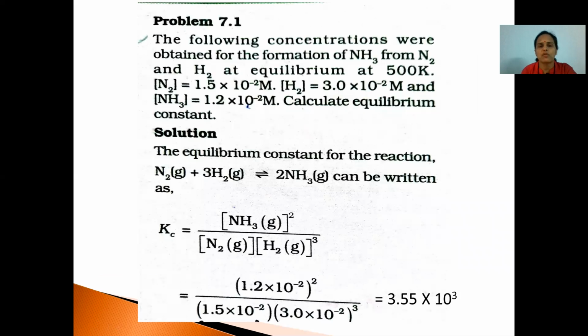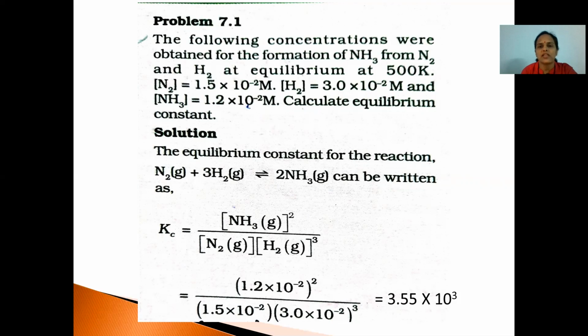Now look at this numerical problem. The question is, the following concentrations were obtained for the formation of ammonia from nitrogen and hydrogen at equilibrium at 500 Kelvin. Molar concentration of nitrogen is given here as 1.5 into 10 raised to minus 2 molar. Concentration of hydrogen is equal to 3 into 10 raised to minus 2 molar, and for ammonia it is 1.2 into 10 raised to minus 2 molar. Calculate the equilibrium constant. So this is formation of ammonia. So write the well-balanced equation first. N2 plus 3H2 gives 2NH3, reversible reaction.